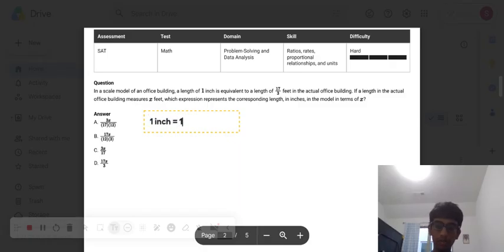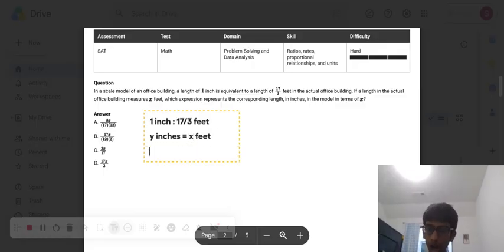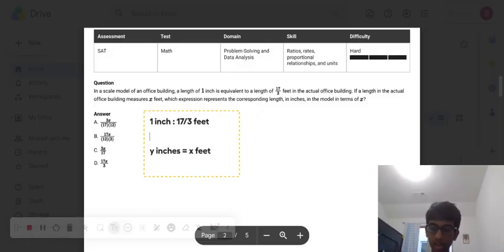is equivalent to 17 over 3. Well, this is 17 over 3 feet. This is a ratio, and ratios can be represented using this symbol. Okay, and what we're trying to figure out is, if we have x feet in the actual building and y inches in the model, what is y, right? How are we going to solve this problem? Well, first we need to figure out, what is in 1 foot, how many inches is it in scale proportionally? So we need to figure out what z is per se.